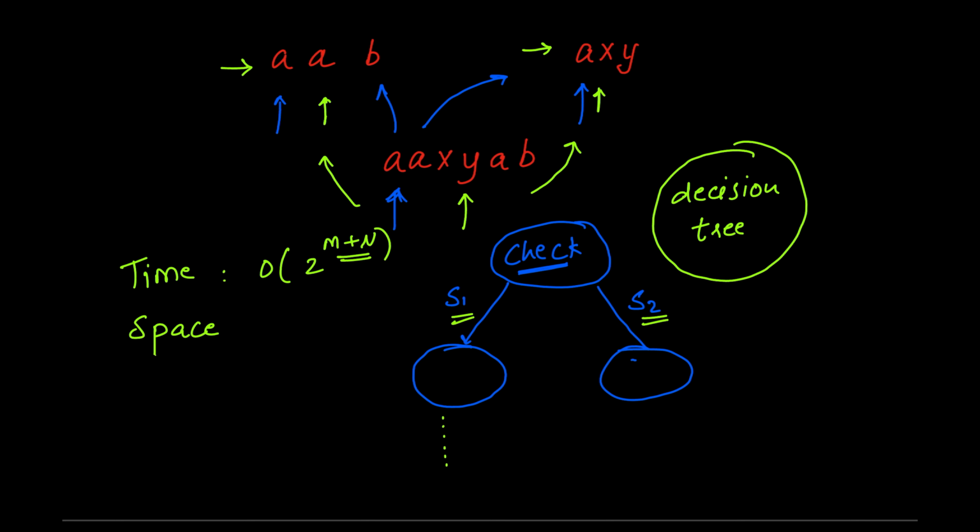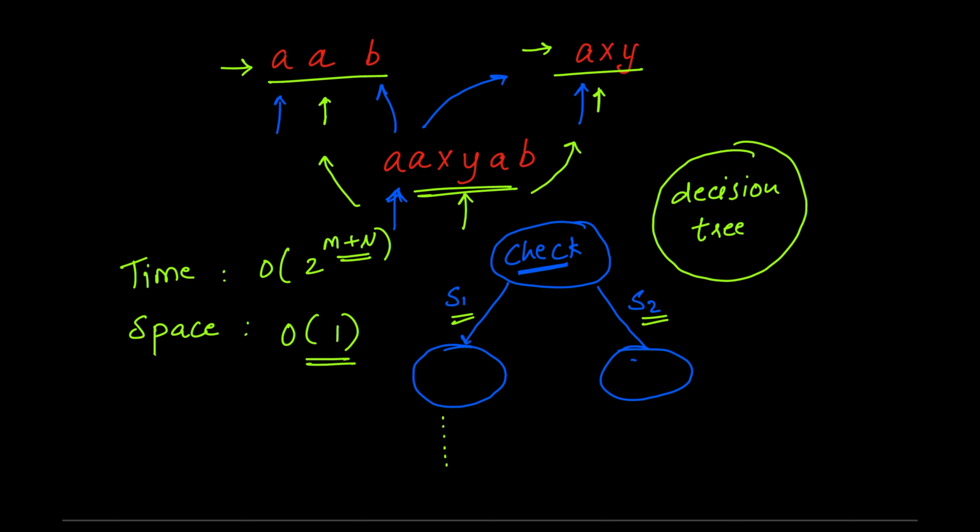The reason it is 2 raised to power m plus n is because we are creating this decision tree with two possibilities. One is if the character matches with S1 and the other being character matching with S2. And the space complexity is O of 1, that is constant space, because we are only using a couple of pointers, one to point at S1, other for S2, and the third would be for S3.